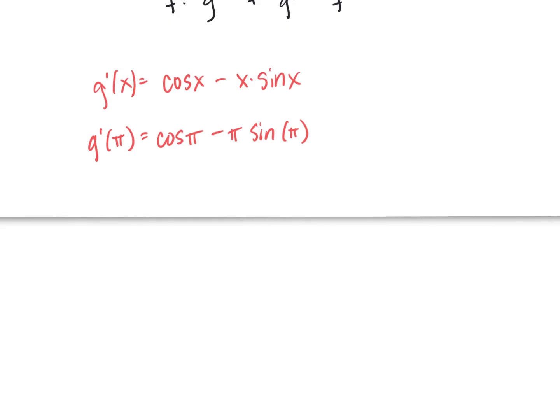Cosine at pi is negative 1. And then, can you remember what the sine at pi would be? 0. So you're saying, well, that would just get me a 0 over there. Final answer then? You got it. Boom.